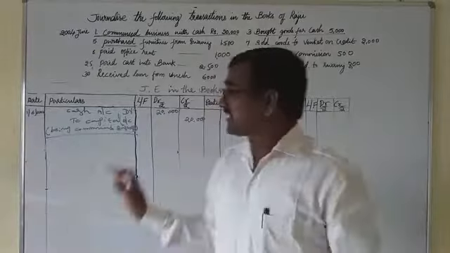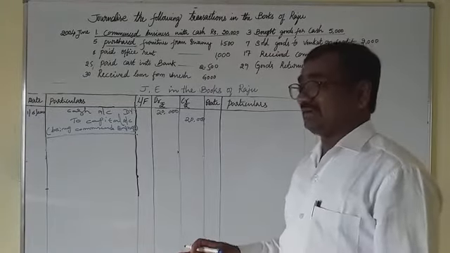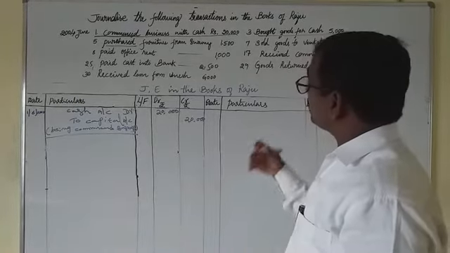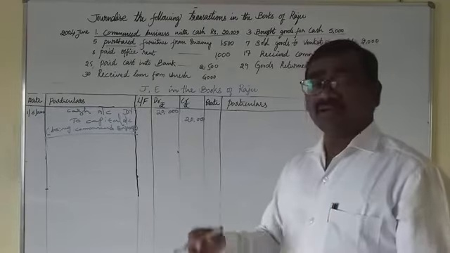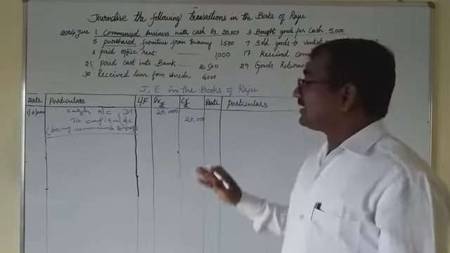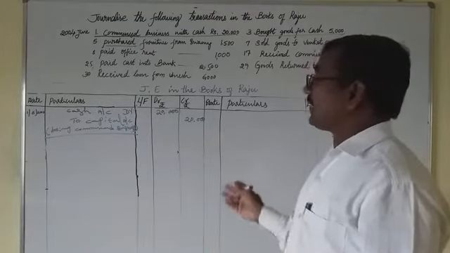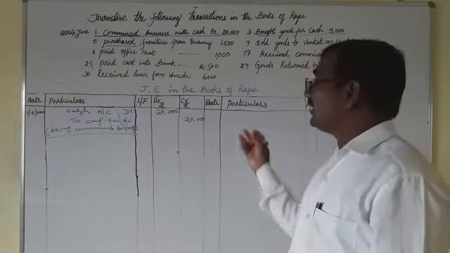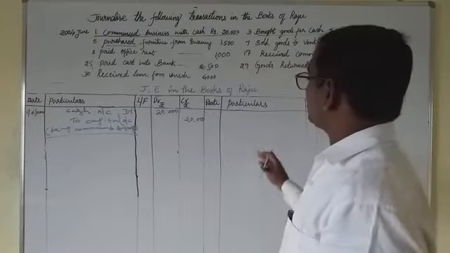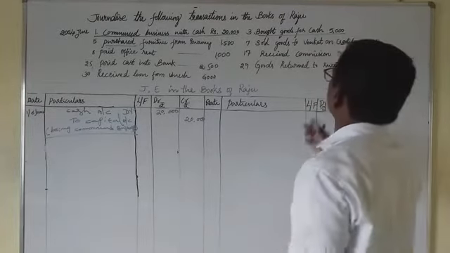So, it is the first entry. Commenced business with cash rupees 20,000. Real account rules: debit what comes in, credit what goes out. Cash comes into the business, so cash account debtor. What goes out in this transaction? Capital. Cash account debtor to capital account, being commenced business, 20,000. And see the next entry.